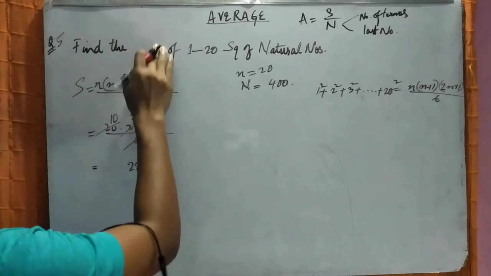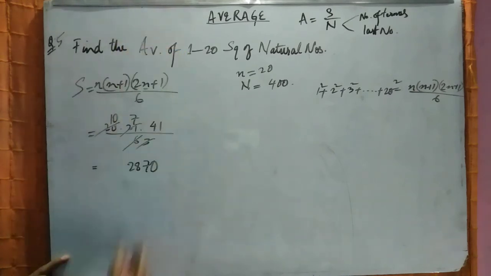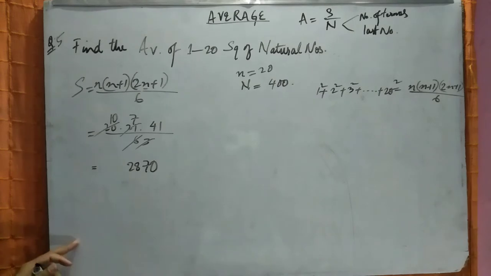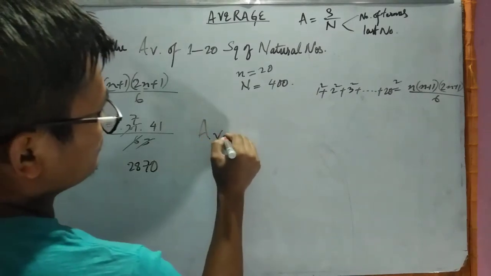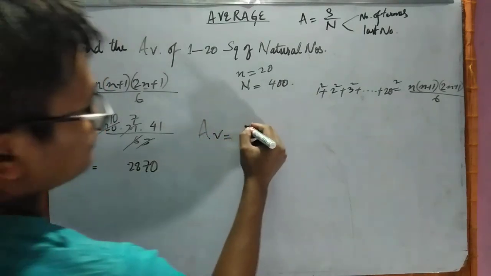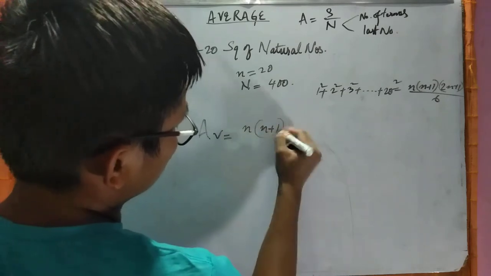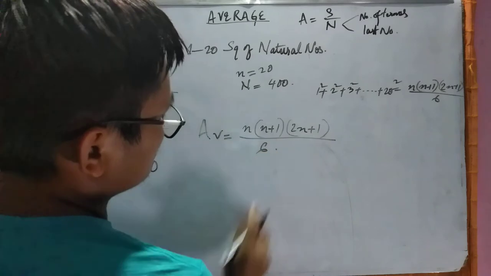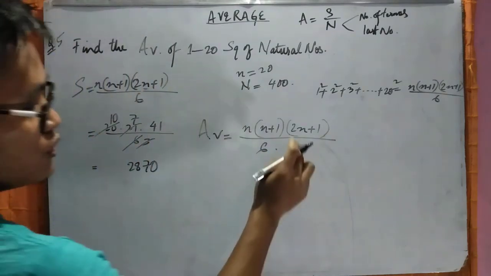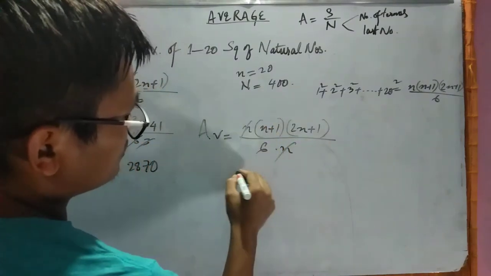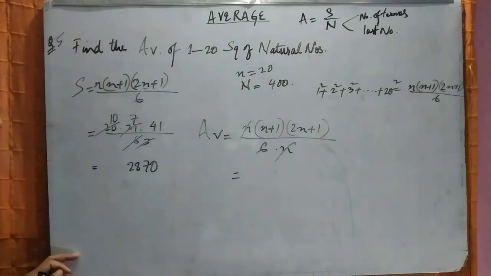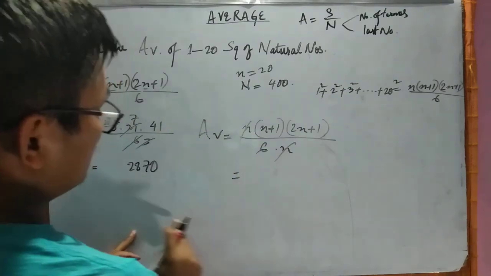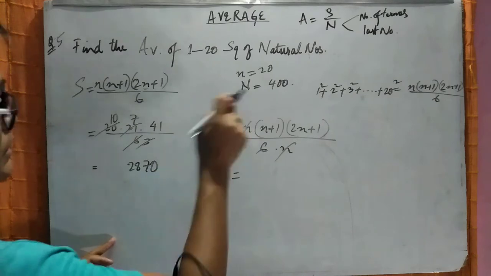Next question, the average. For the squares of natural numbers from 1 to 20, the average is N plus 1 times 2N plus 1 divided by 6 times the number of terms. You can directly divide by the number of terms, which is 20.